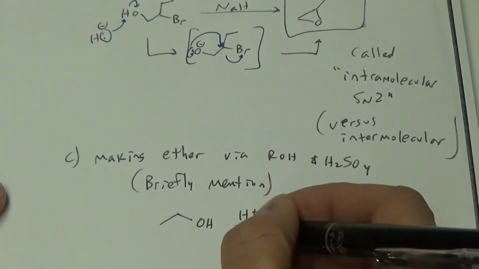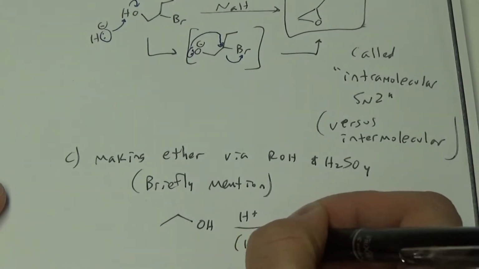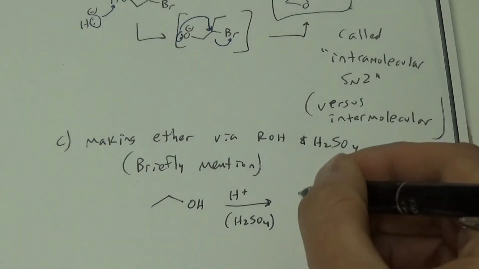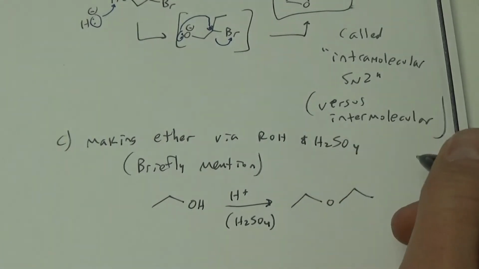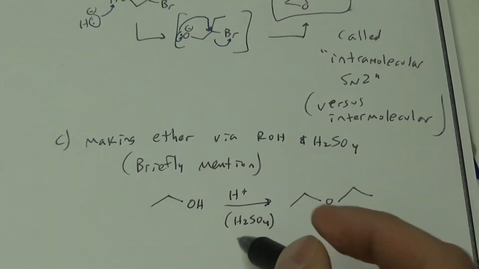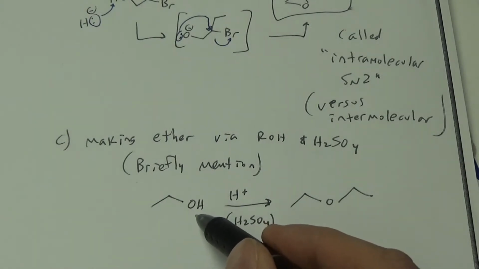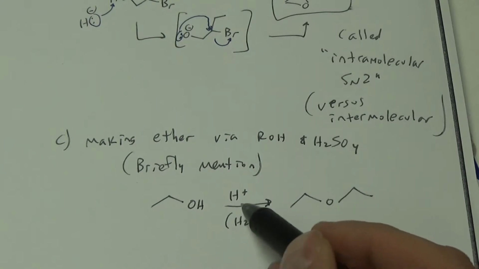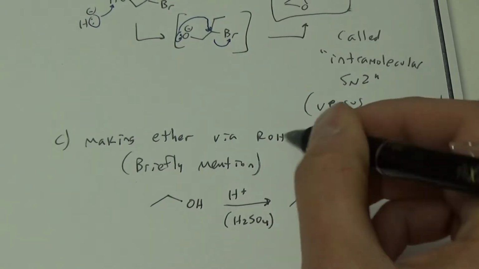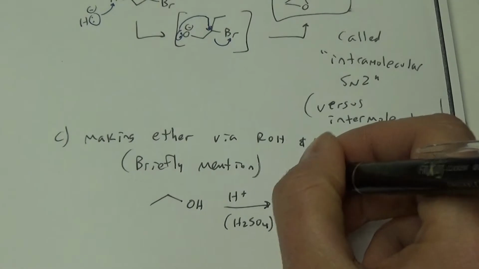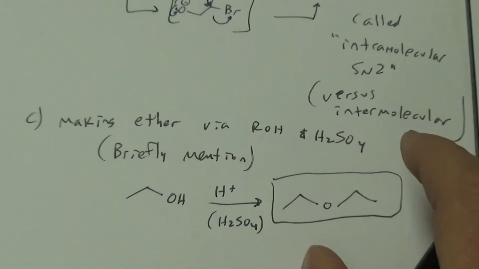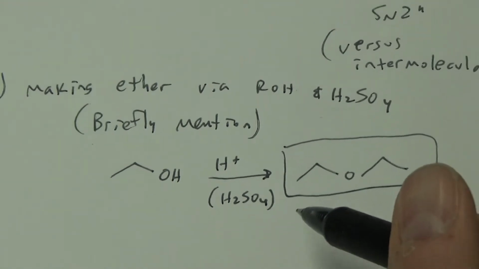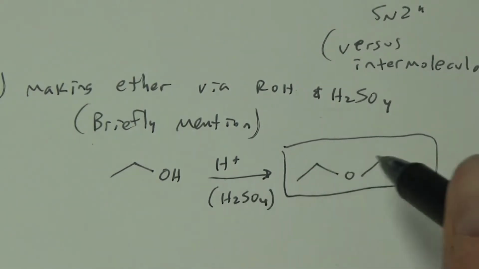H plus, H2SO4. So for example, ethanol is reacted with sulfuric acid on ton scale to make diethyl ether. Okay? So this is kind of how most of the ether in the world is produced. It's not a general method, but it just works really well for simple molecules like this.